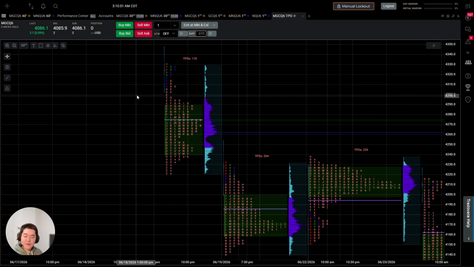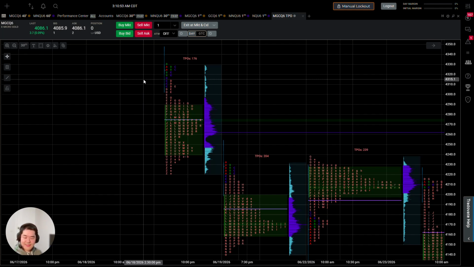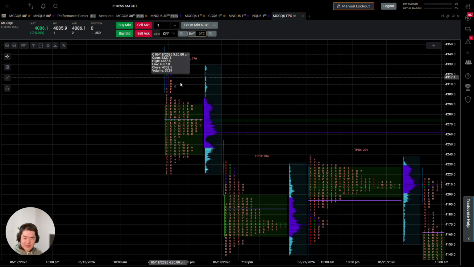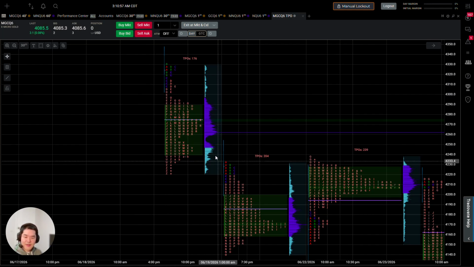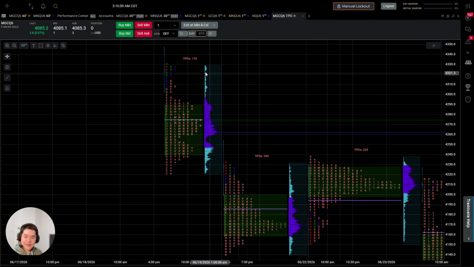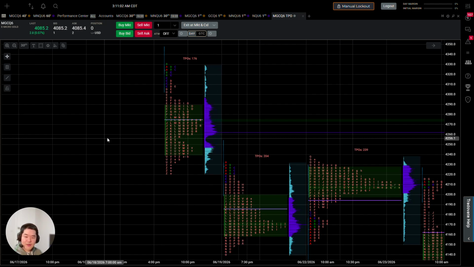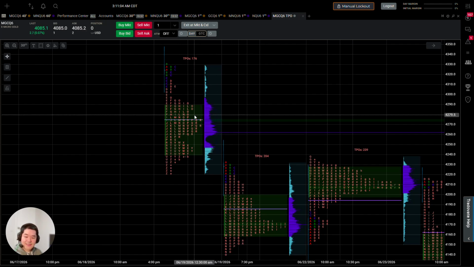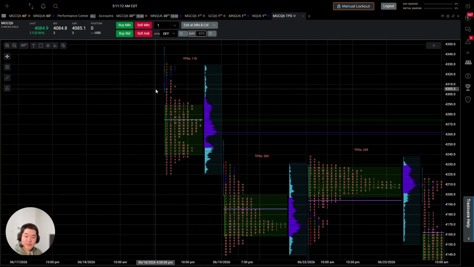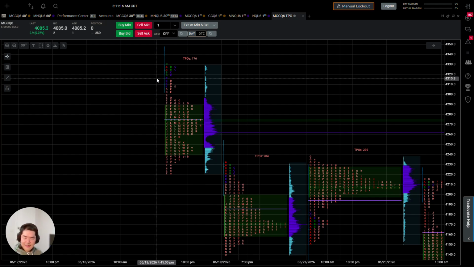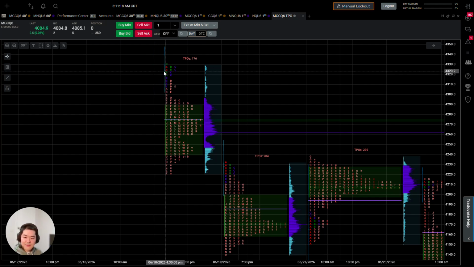And now you might be wondering, what's the difference between this TPO chart here on the left and a volume profile? Because they look somewhat similar, but are entirely different because they measure different things. The volume profile is measuring volume, while the TPO chart is measuring time, price, and opportunity. This is represented by these letters.